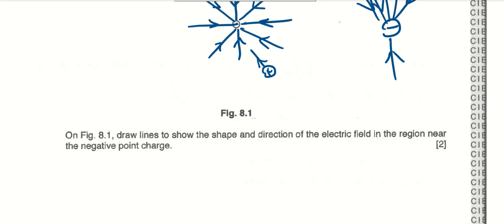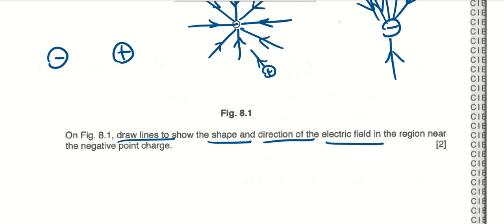If you look at the question, they say draw lines to show the shape and direction of the electric field. So for direction, you need to draw in your arrow. 1 mark for direction, 1 mark for the shape. If you draw a weird shape but your direction is correct, you get 1 mark. Your shape is wrong. Yes, it must be evenly distributed. But what if it is like that?